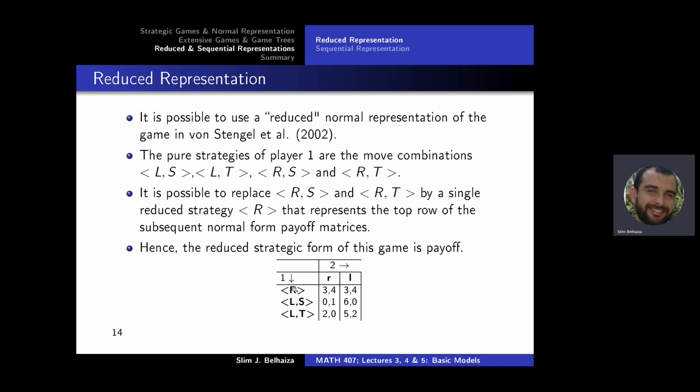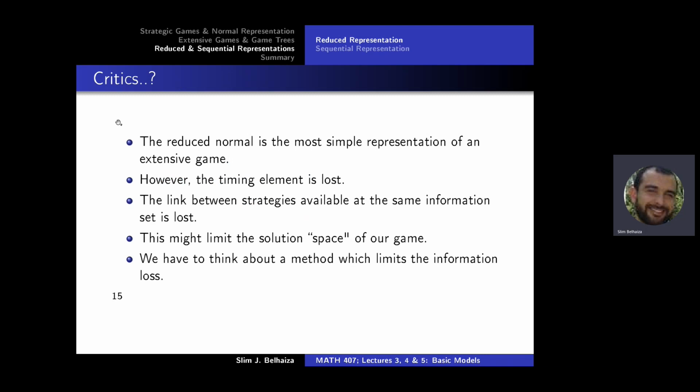Okay, so if player 1 plays capital R, whatever happens, he ends up with 3 as the final payoff. And player 2 basically has nothing to do. Okay, and if he plays LS or LT, these are the corresponding payoffs inherited from the terminal nodes of the game tree. Okay, so some critiques about this reduced representation.